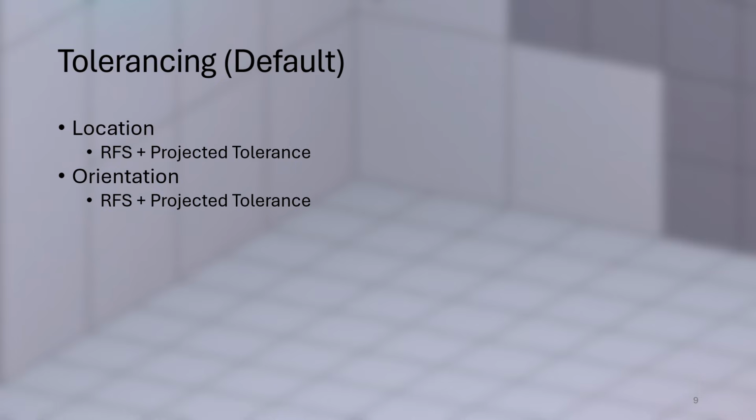Now is probably a good time to talk about how I would go through my default tolerancing process for a threaded feature. My default is typically to use RFS and a projected tolerance zone, both for location and sometimes for orientation, if it's a high load cyclic activity.